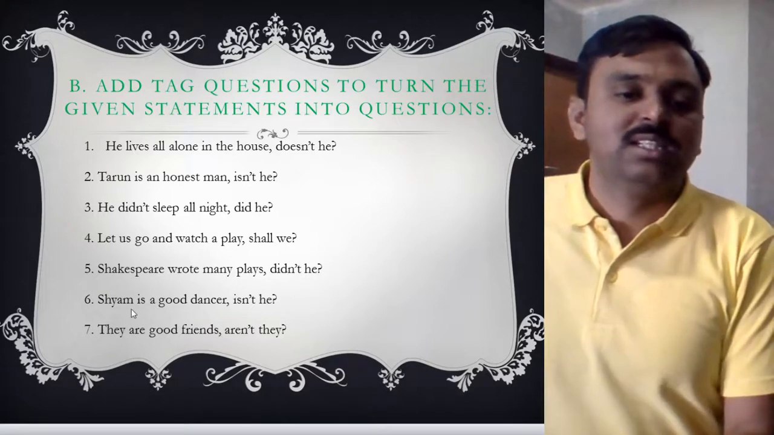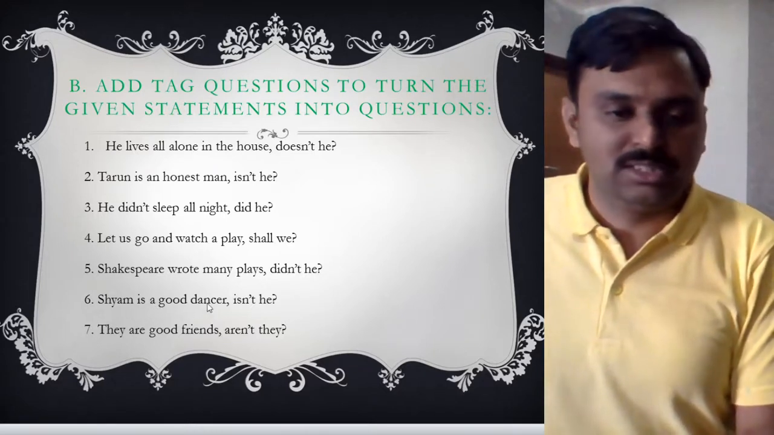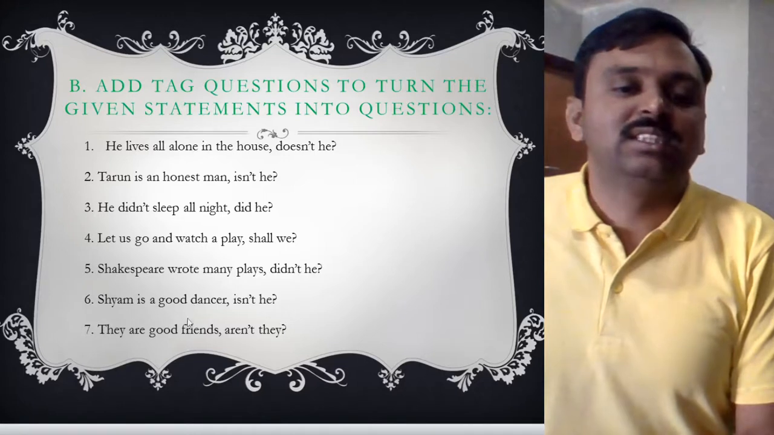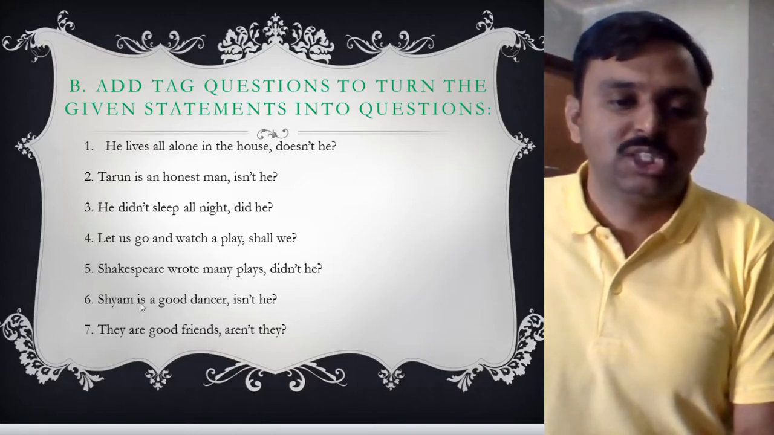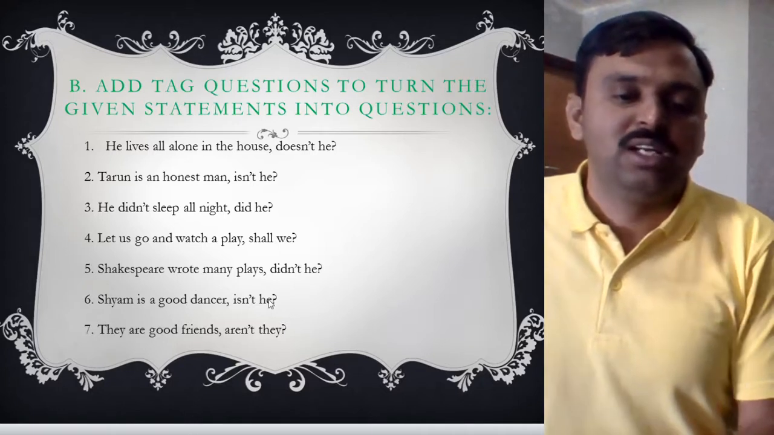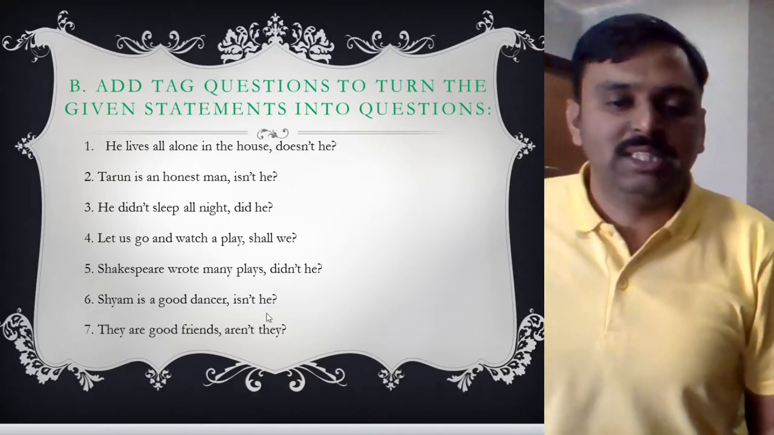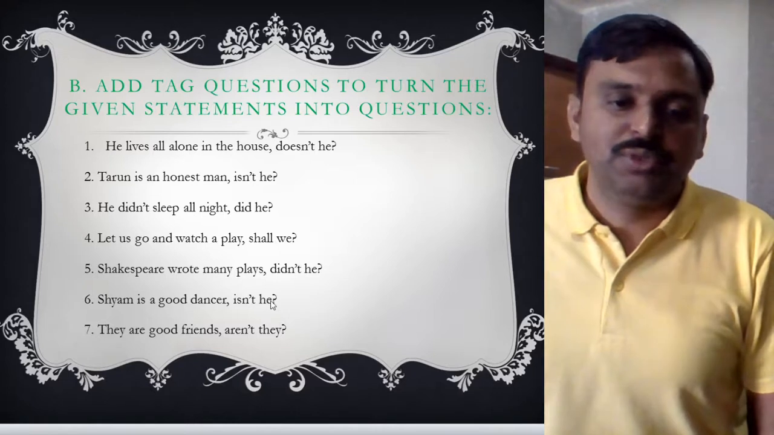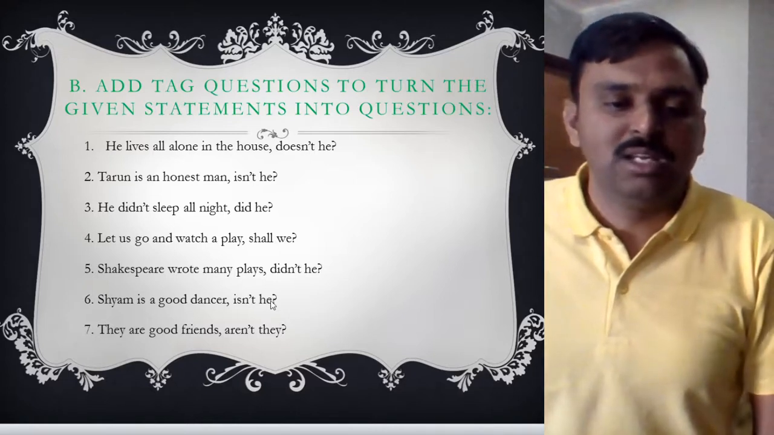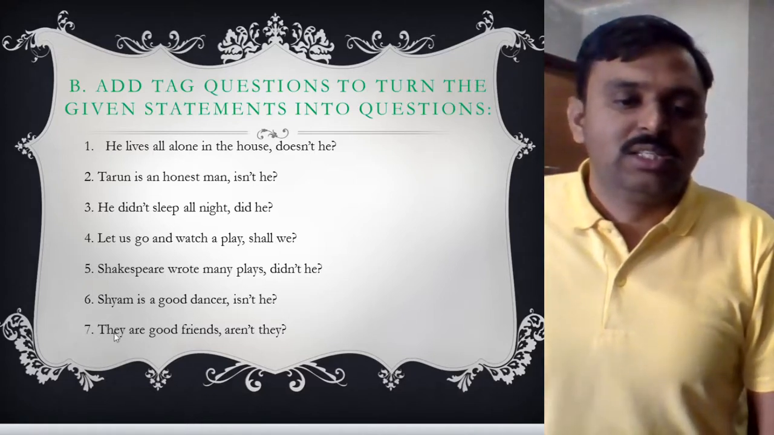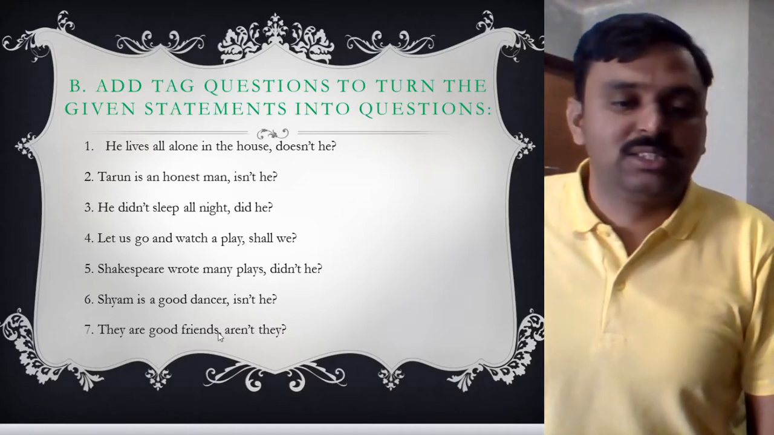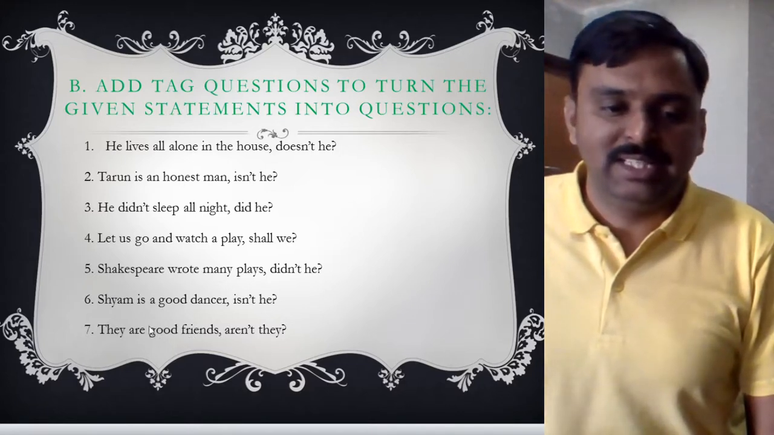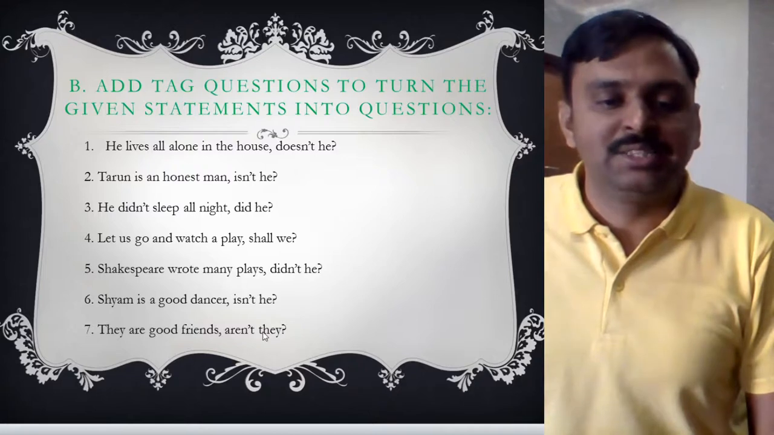Next, number 6, Sham is a good dancer. So we'll write isn't he, because is is mentioned here. So isn't he will come. We don't use isn't Sham as well. We have to make the pronoun of that Sham into he. So we use isn't he, or isn't Sham also can be a correct answer, no problem. They are good friends. So when we have this sentence, they are, we'll make it negative, aren't they.